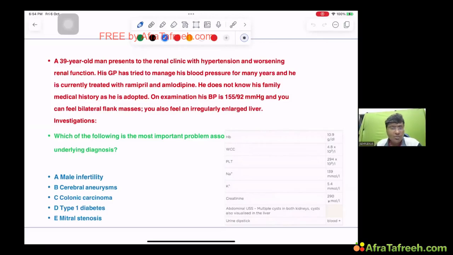Okay, right. What is the diagnosis for this clinical picture? Right, that is your ADPKD, autosomal dominant polycystic kidney disease. Then, okay, one last question, then we'll wind up the session.